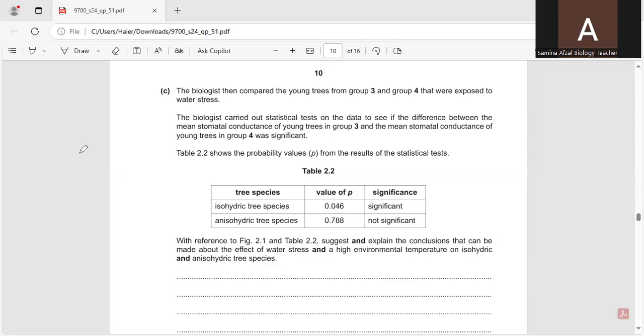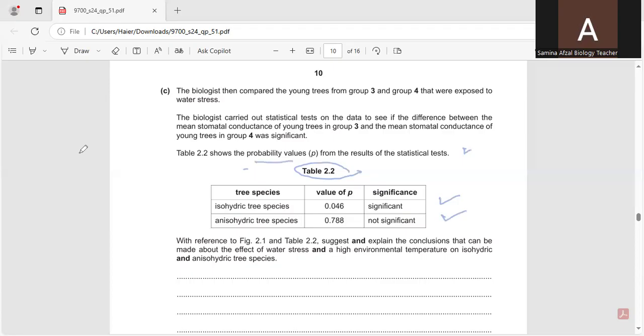Whether the difference between the mean stomatal conductance of young trees in group 3 and the mean stomatal conductance of young trees in group 4 was significant. So table 2.2 shows the probability values from the results of the statistical tests, and you can see for the isohydric tree species, the value of probability is 0.046, which is a significant value, and in the anisohydric species it is 0.77, which is not a significant value.